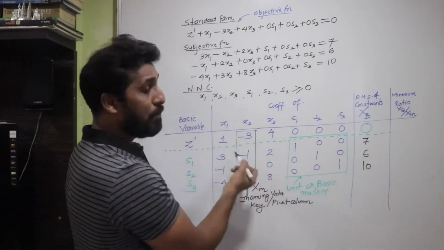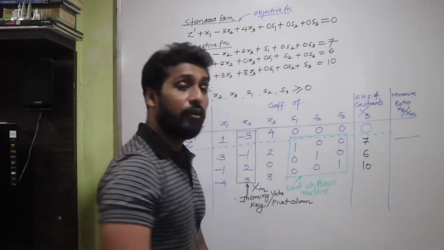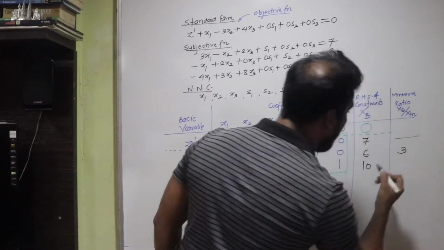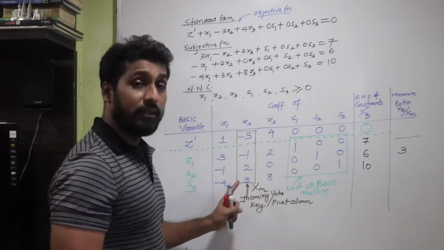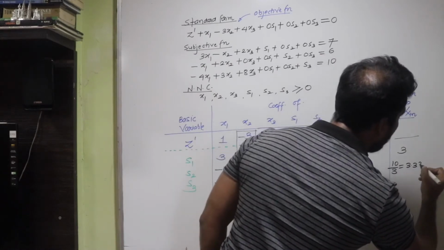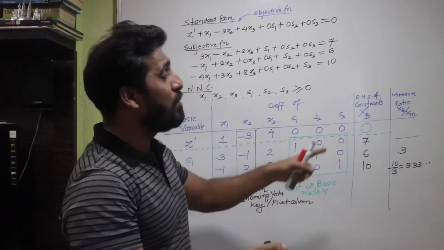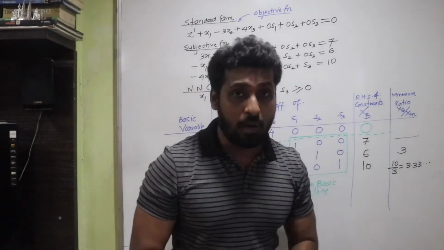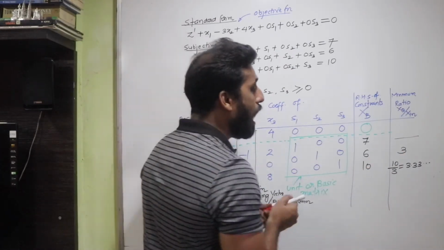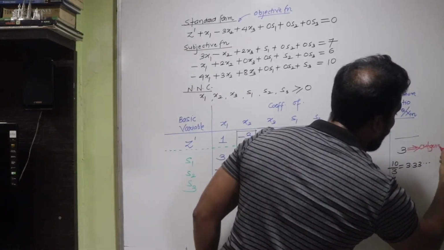So 7 divided by -1 is a negative value, so I would discard this value completely from here. Then I have 6 divided by 2, so I get 3 here, and then 10 divided by 3, my friends, is 3.3333. So out of these two values, which is the minimum value? Since the name suggests you have to get the minimum ratio, the minimum value is 3, so that becomes my outgoing vector.